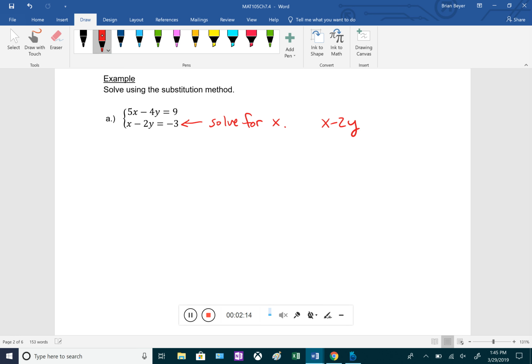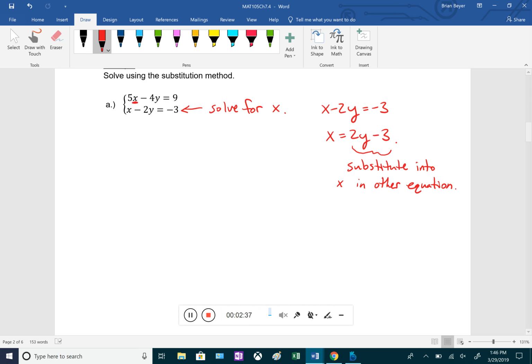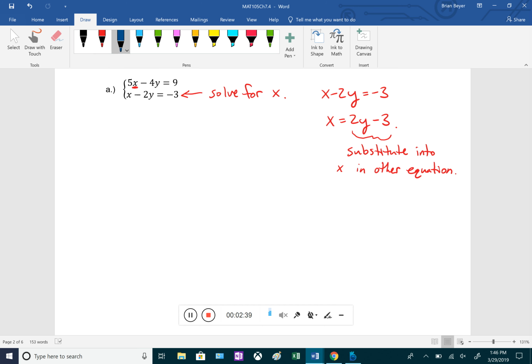So if we solve this for x, starting with x minus 2y equals negative 3, we have to add 2y to both sides, so we get x equals 2y minus 3. So what we're going to do is take this and substitute it back into x in the other equation, which is right here. So that's going to be 5x minus 4y equals 9. Instead of x, we're substituting 2y minus 3.